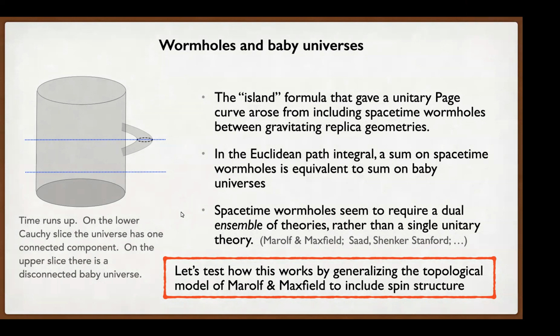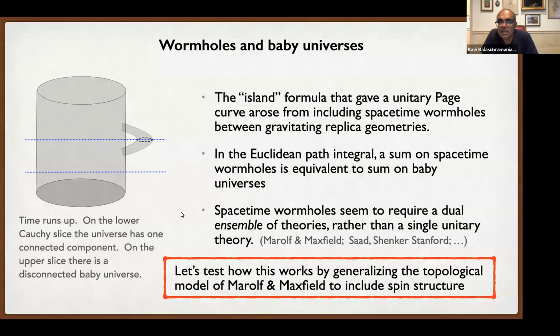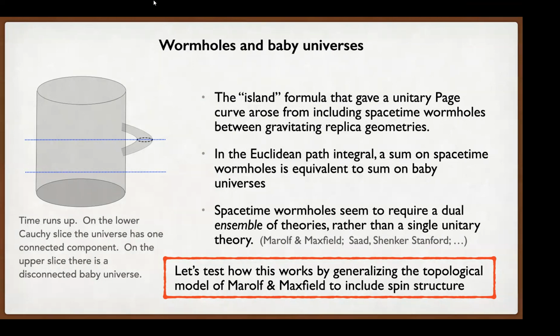Did that answer your question? I just wanted to get some more insight as to where these handles are coming in the Euclidean path integral. I couldn't hear your question, actually.